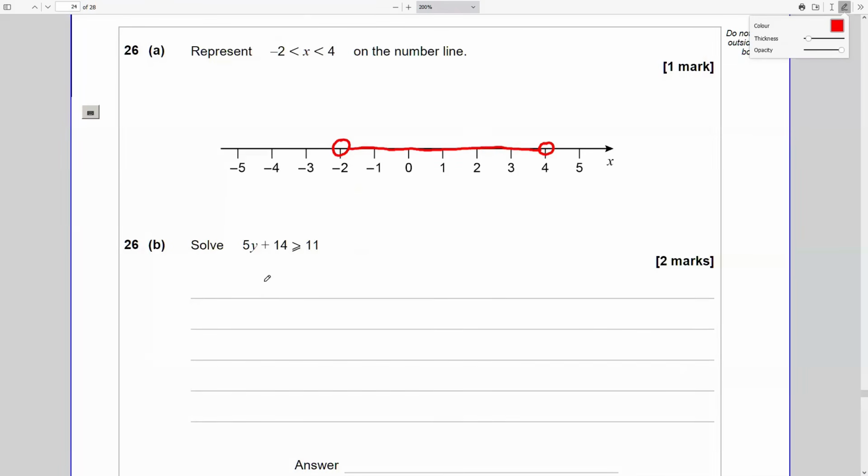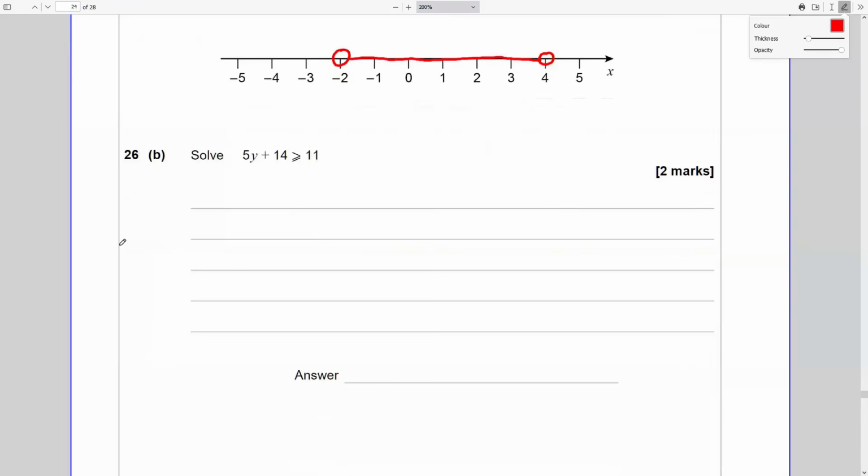And then this one we've got to solve. 5y plus 14 is greater than or equal to 11. Just treat it like an equal sign and move things around like you normally would. So we're going to take the minus 14 from both sides. So we end up with 5y greater or equal to 11 minus the 14. 5y is greater or equal to 11 take away 14.